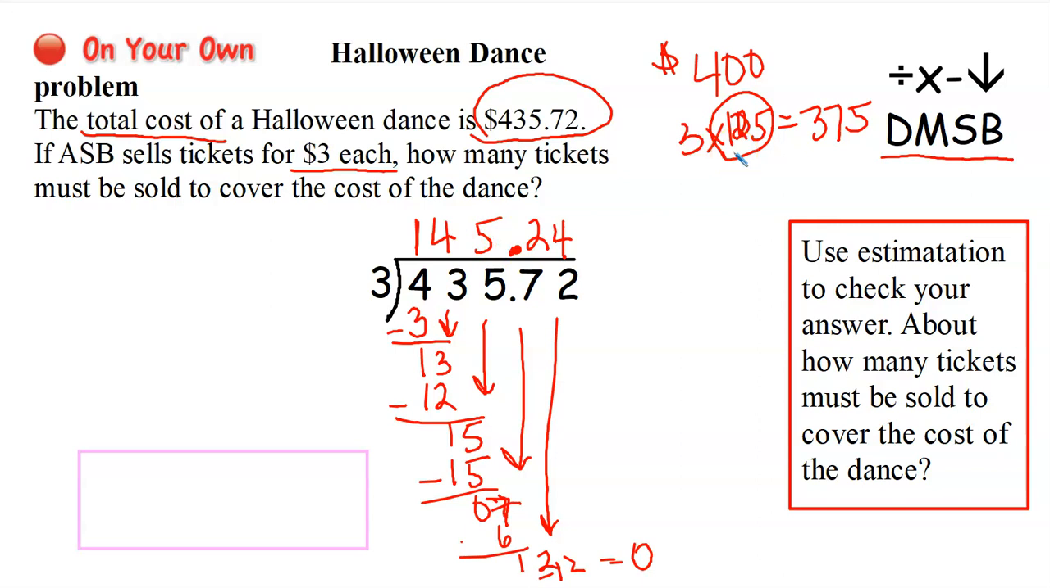But now, of course, I need to say to myself, does this make sense? Can I sell a part of a ticket? No, I can't. So to answer the question that's been asked, I need to sell 146 tickets. 146 tickets need to be sold, right? Because I need to make this much money to make up the cost.